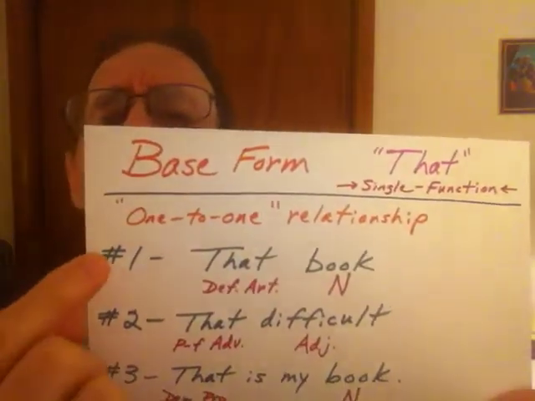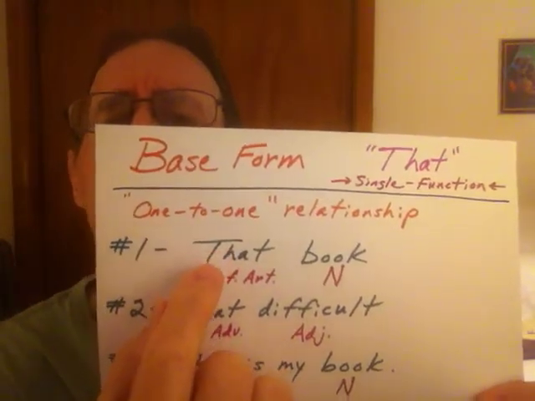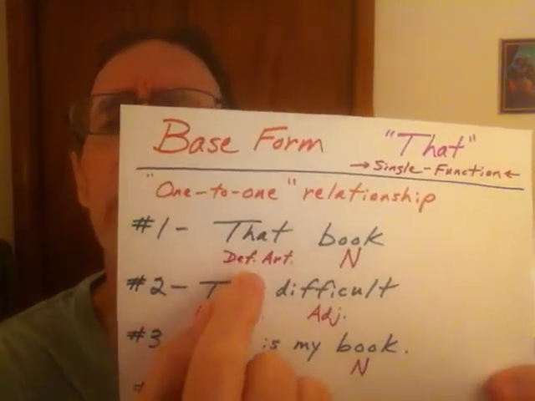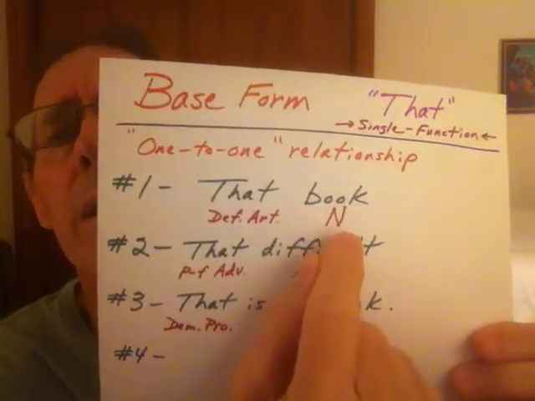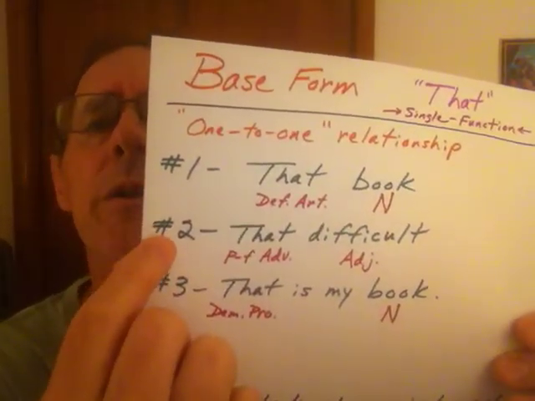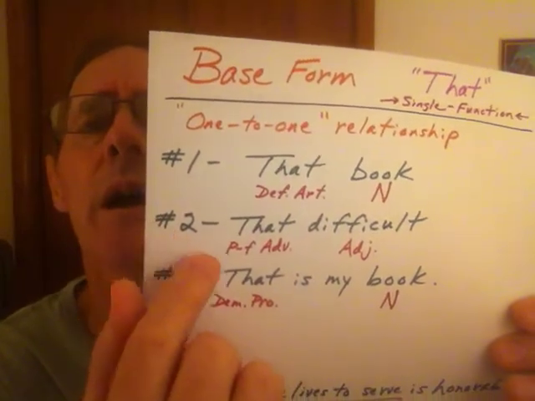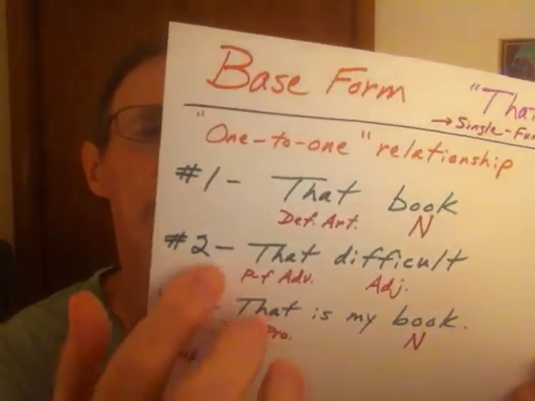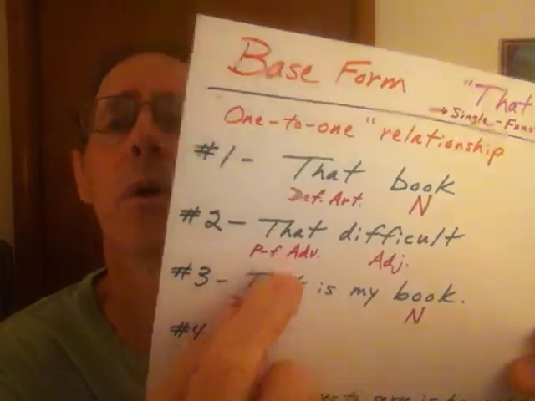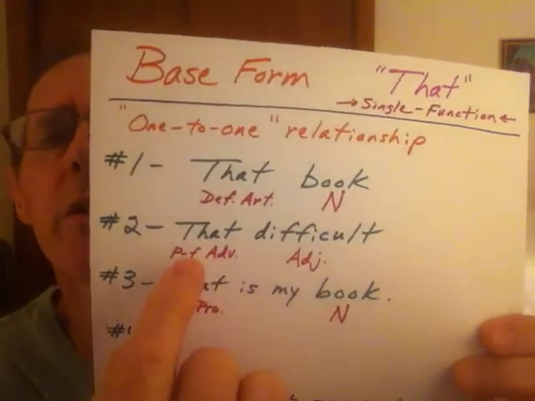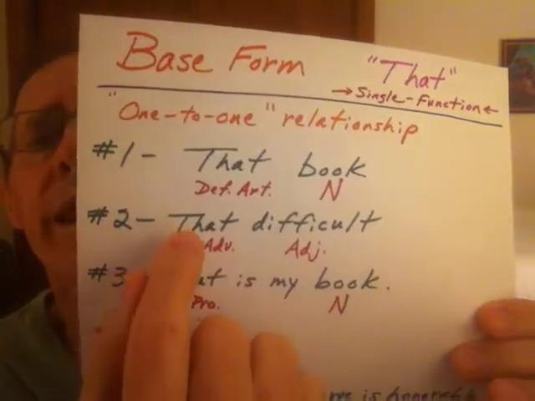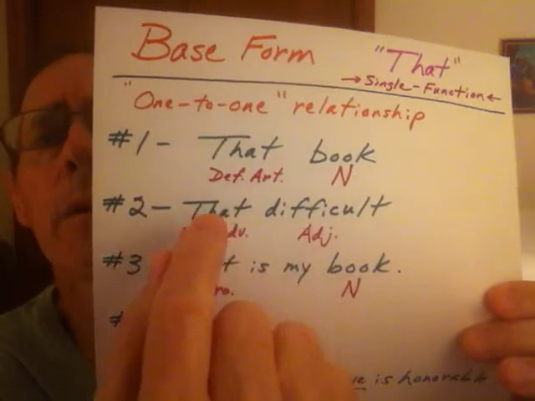So for number one, I refer to the function as a definite article, and it has a one-to-one relationship with a noun, you see that? And then for number two, the second function, I refer to it as a pro-form adverb, or you could just call it a pro-adverb. Either way, it's okay. And then it has a one-to-one relationship. In this example, let's say the word that to this adjective here, okay?